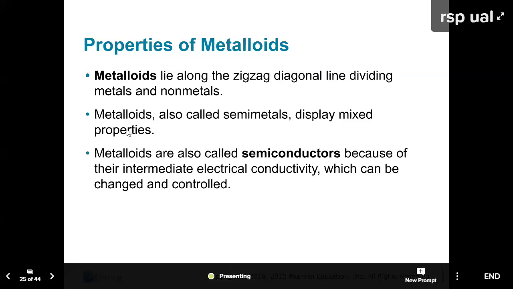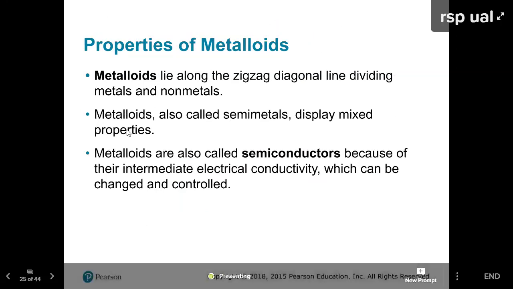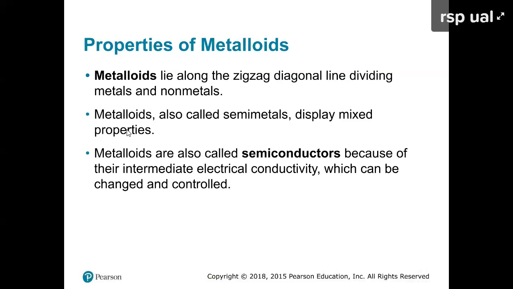Now, the metalloids, on the other hand, we tend to see having mixed properties. So instead of being solid and brittle, they might be solid and shiny, but not terribly conductive as far as electricity goes. Or maybe they have a little bit of flexibility to them, but they're more like insulators than conductors.